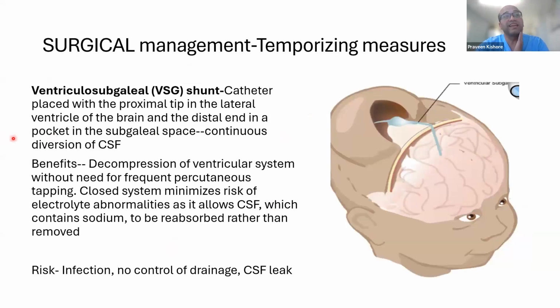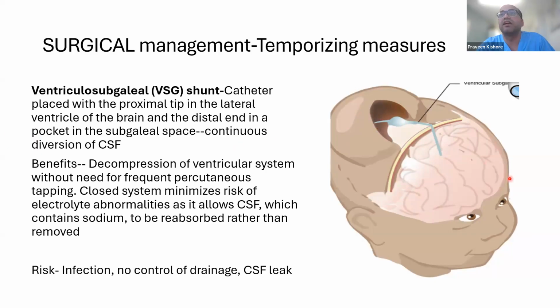So now we're coming to the next. We've talked about alternative approaches, but now we are talking about temporizing measures, how to buy some time before you put a definitive shunt, because a definitive shunt can be put only in a larger baby, 2.5 kilos, has its own problems, and is not free of problems. So neurosurgeons are not going to put a ventriculoperitoneal shunt right away. One of the things that you can do is put a ventriculo-subgaleal shunt. So basically coming out of the ventricle, lateral ventricle, and going into the subgaleal space.